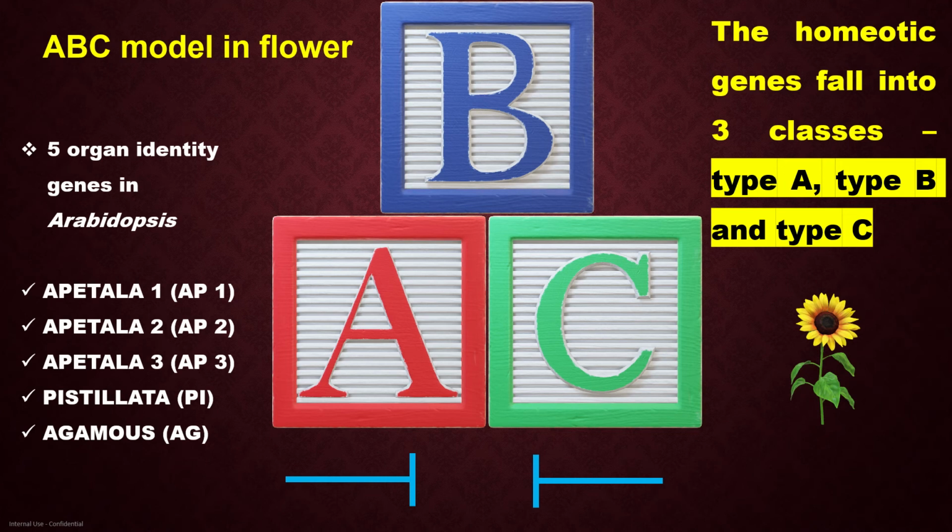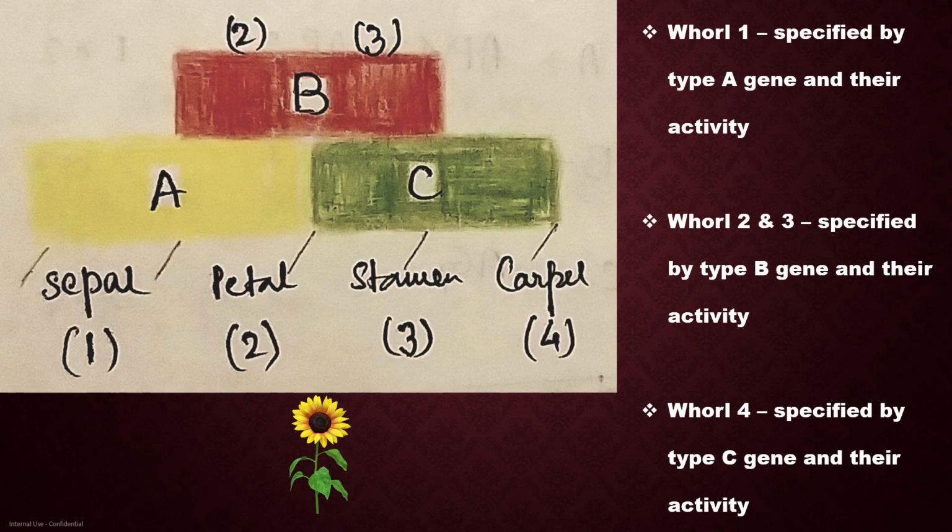These genes, when mutated, lead to homeotic changes in the floral architecture. The analysis led to the ABC model explaining the activities of genes A, B, and C. So basically the homeotic genes fall into 3 classes: type A, type B, and type C. Now look at this diagram.